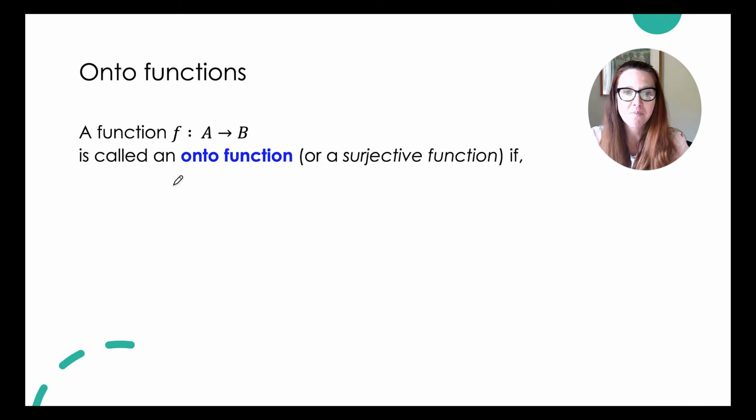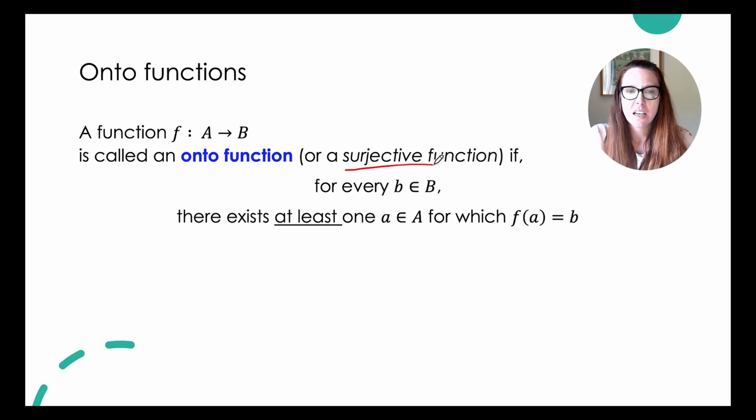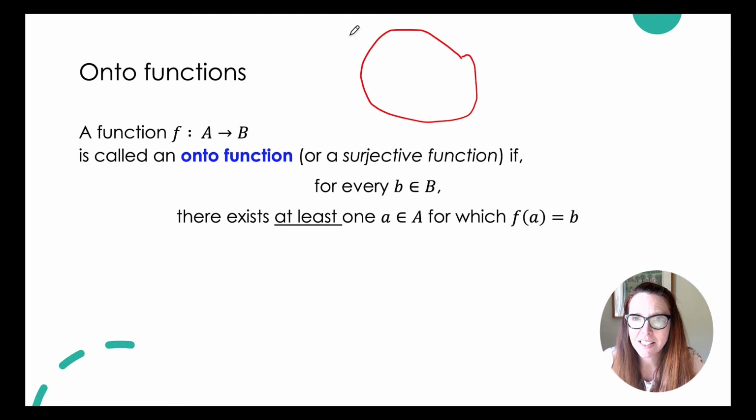So we've already looked at functions and what defines them, a function taking values from the set A to the set B. We're going to call that an onto function, sometimes referred to as a surjective function, especially in mathematical circles, if for every B in that codomain, there is at least one A in the domain which will map to that.